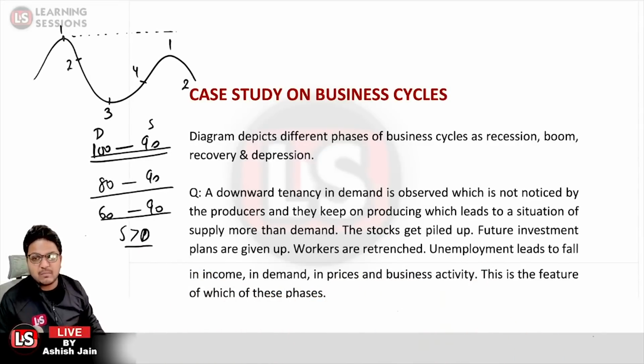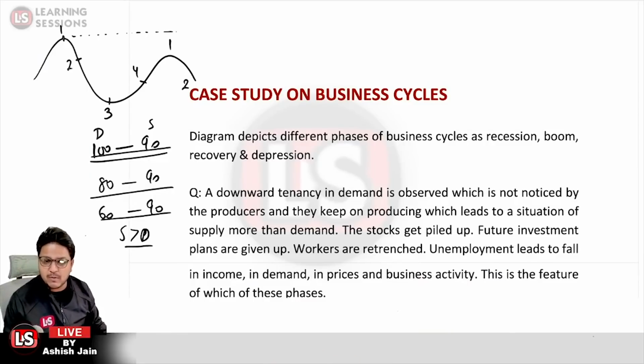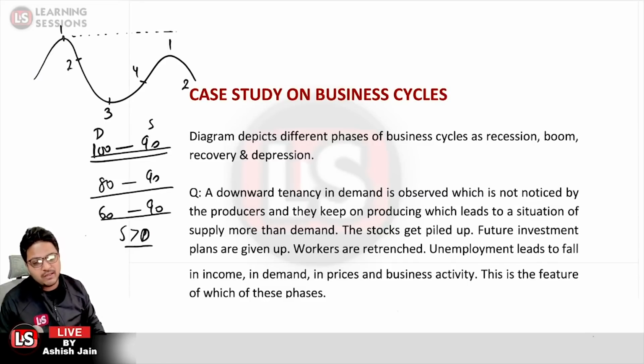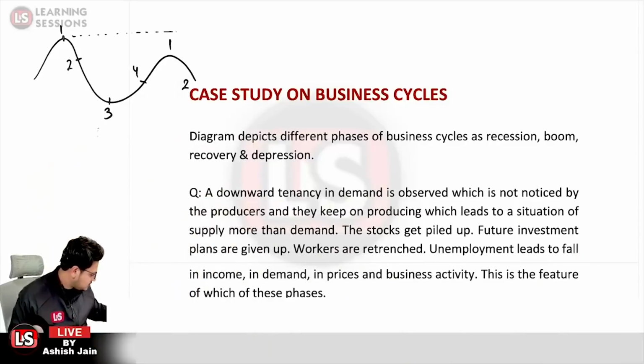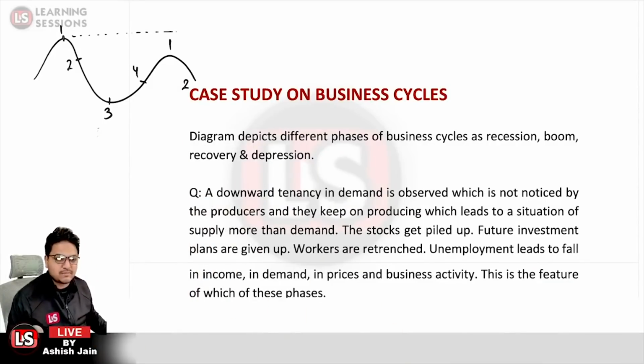Future investment plans are given up, because future investment plans are made only out of the profits you will be making, but you're not able to make profits now because you're not able to sell your stocks. Workers are retrenched. There is unemployment, which will lead to a fall in income. When income falls, demand will be low, because previously my income was rupees 100, but now my income is low, so definitely my demand will also reduce. Prices and business activity, each and everything, is lowered. So this is a feature of what phase? This is a feature of the recession phase.